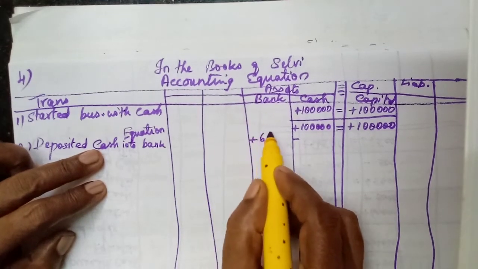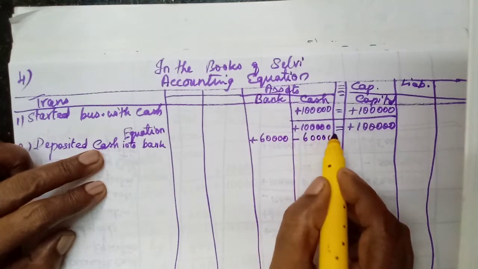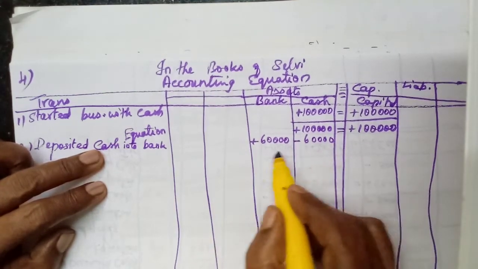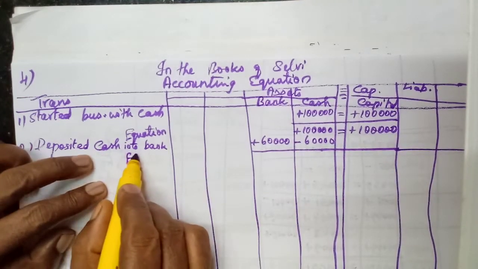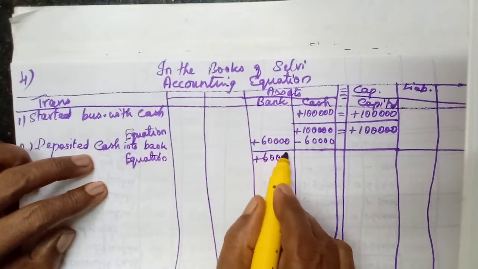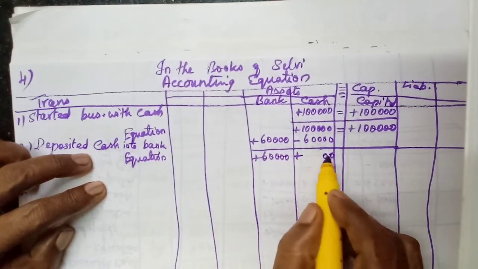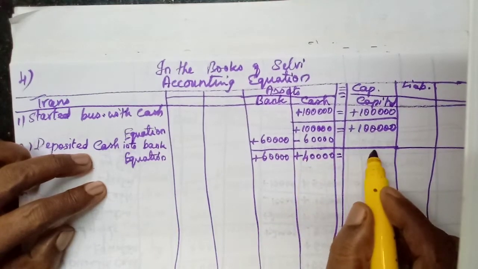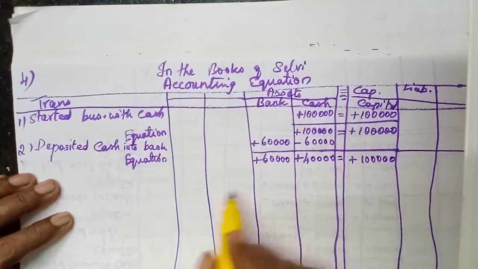60,000. Here 60, below this 0 you have to write. Now you draw the line and write the equation. Plus 60,000. Here plus the bigger one, plus. Now you write 1, use 0, 0. 10 minus 6, 4. 40,000 equal to, here plus 1 lakh. Check. If we add both sides, we will get the same amount.